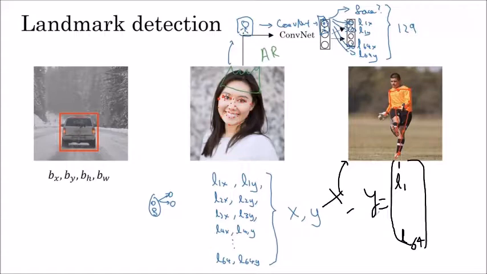This is how we detect landmarks from images, and we use those landmarks for augmented reality, as we discussed, to add the crown, or for emotion detection, whether that particular person is smiling or not, or to detect the pose of that person. These landmarks are very useful to us.